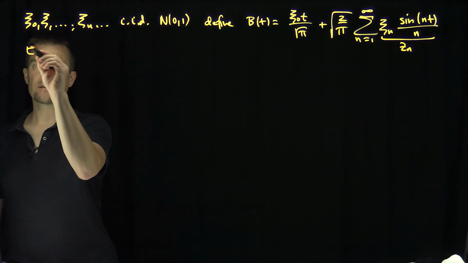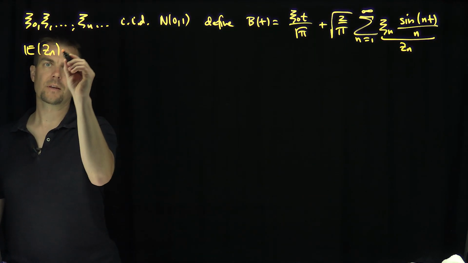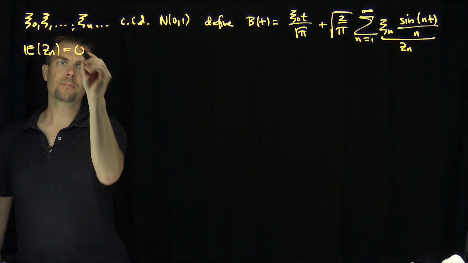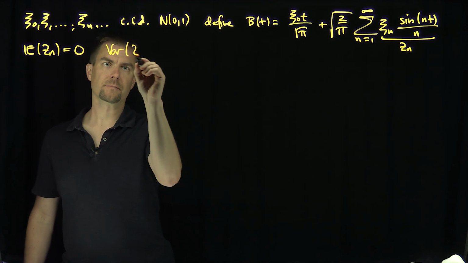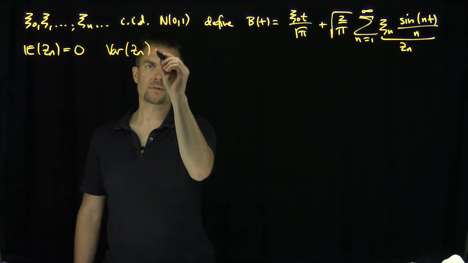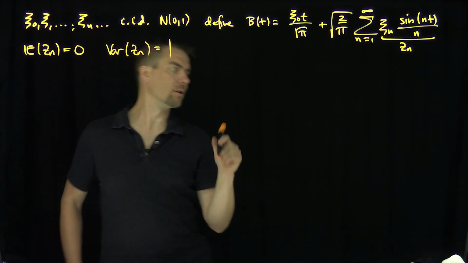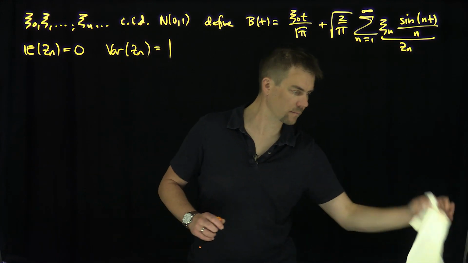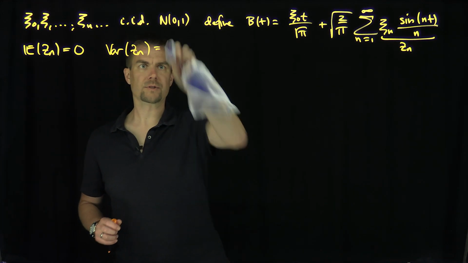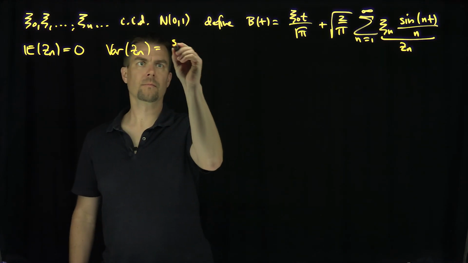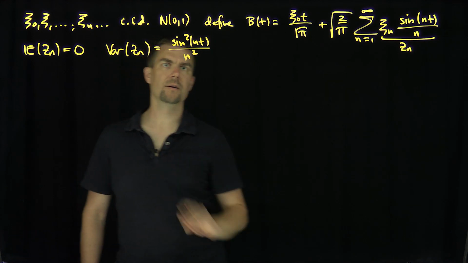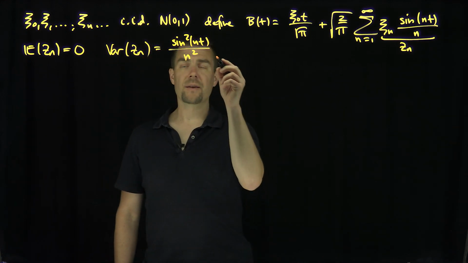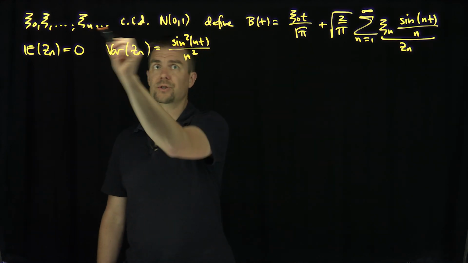The mean of Zn, the expected value of Zn, is equal to 0, obviously. And the variance of Zn is just going to be sine squared of nt over n squared, like so. And then the variance of ξn is just equal to 1, right?